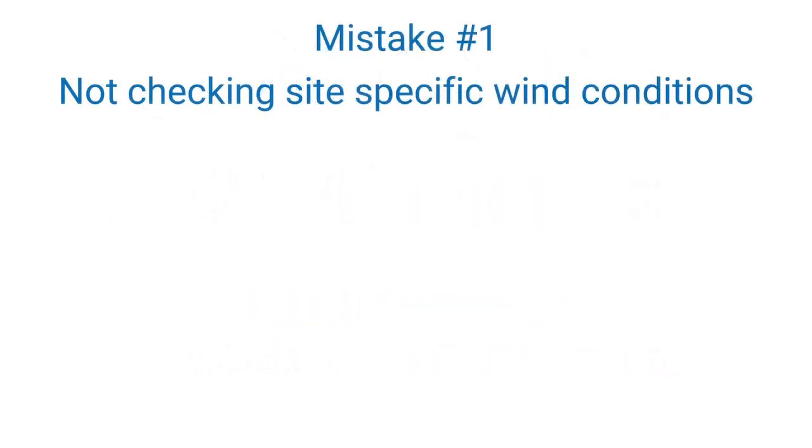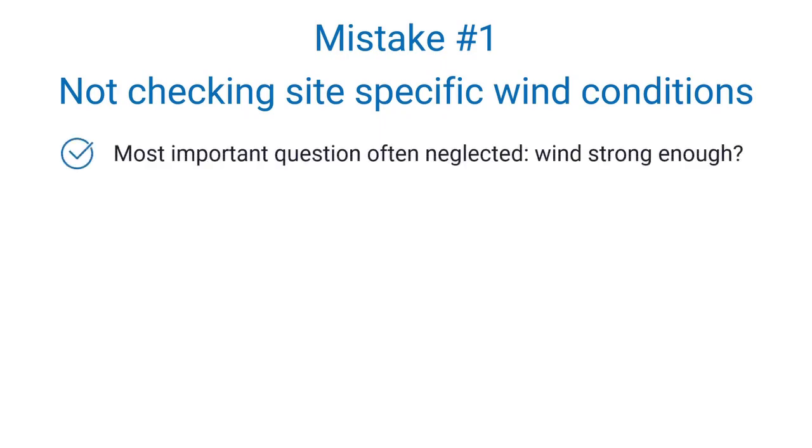So let's start with the first common mistake, and this is not checking the site-specific wind conditions or wind energy potential. I'm talking about the first rough estimate if a site might be suitable for a small wind turbine. Because the most important question is often neglected: is the wind strong enough?